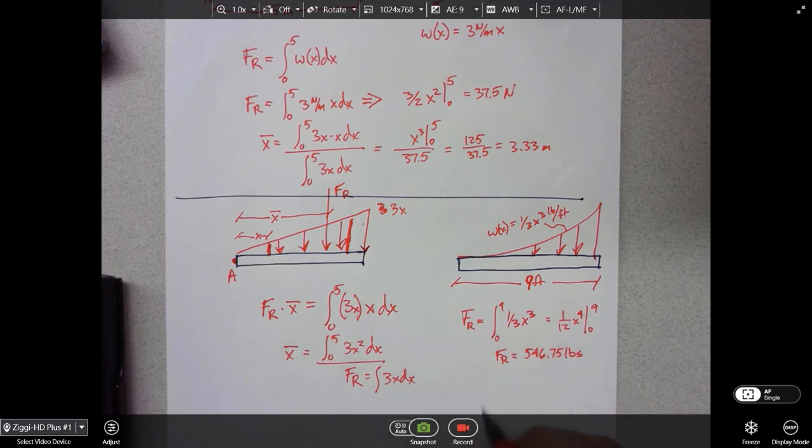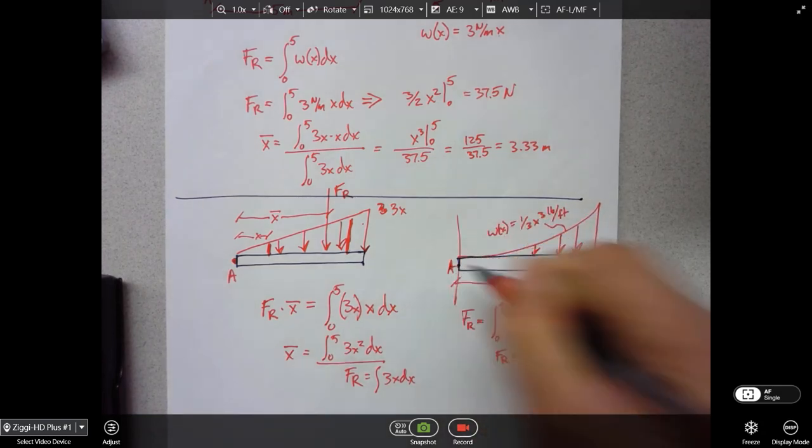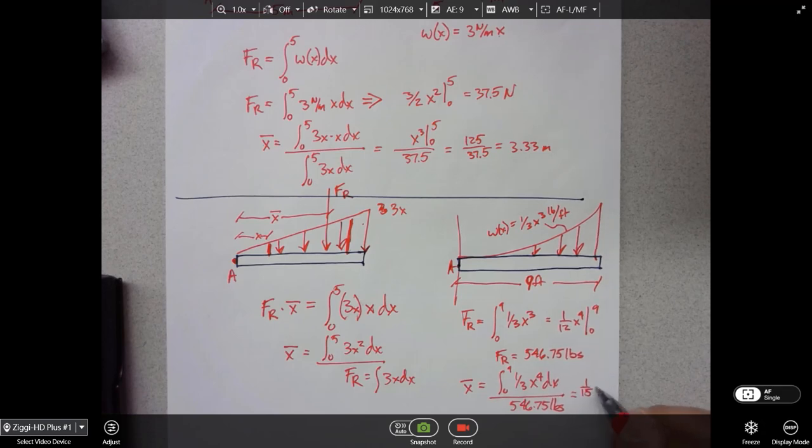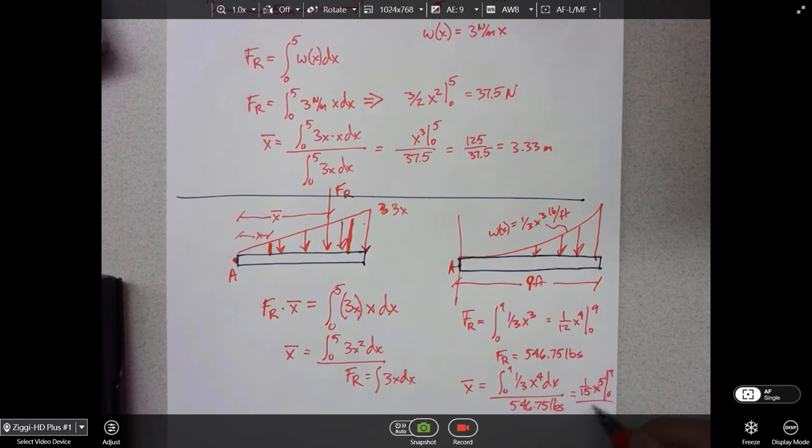All right, so then my moment, let's say I'm looking for it about A here. My x bar location is going to be the integral from 0 to 9 of 1/3 x to the 4th dx over 546.75 pounds. So that's 1/15 x to the 5th, from 0 to 9.